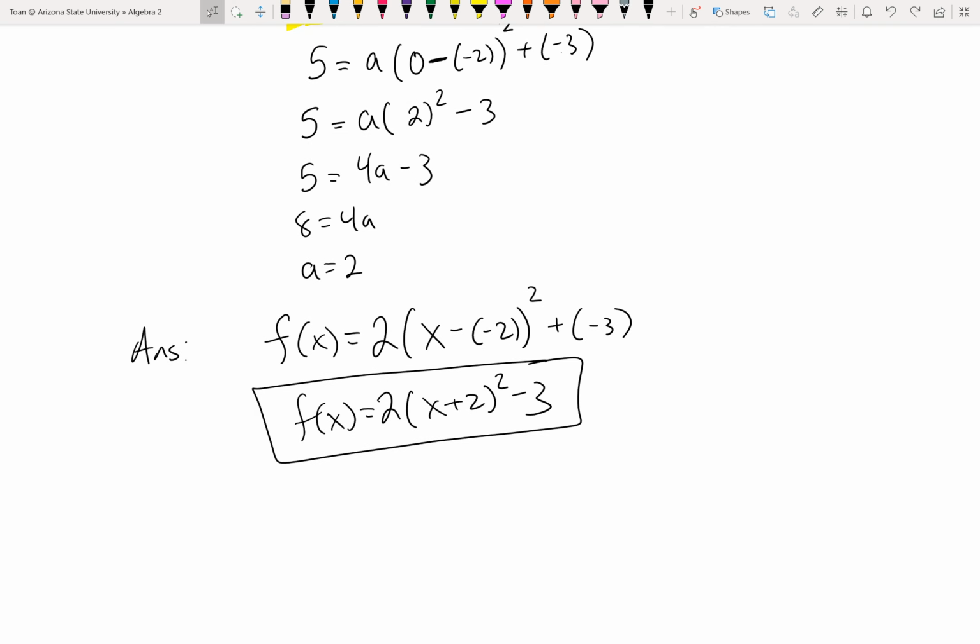Hey, if I ask you to write an equation and I give you a vertex and a point, use vertex form, plug it in, solve for a, and then write your final function.